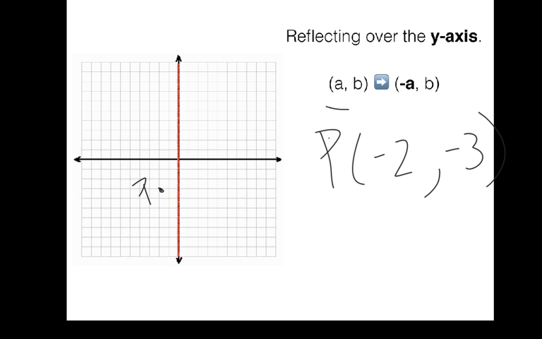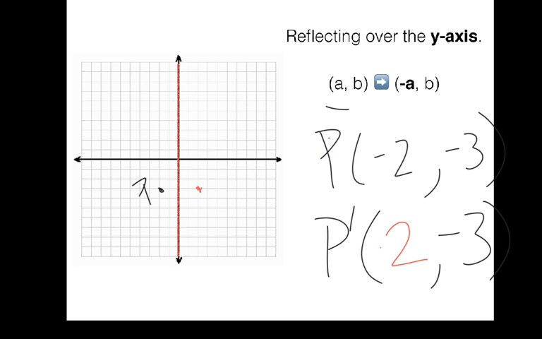In this case, we start with A, B again, and now instead of changing the B, we're going to change the A. So I end up with P prime is going to be at, I got to change a negative. Negative creates a positive, and then I'm left with the exact same B value. And then I can plot that over here. Our new point would be +2 and -3. And you can sort of see how it would fold over and hit right there at P prime.